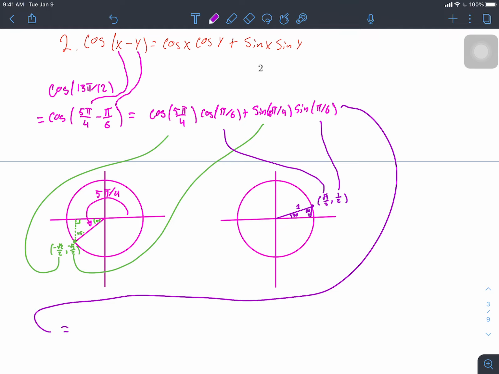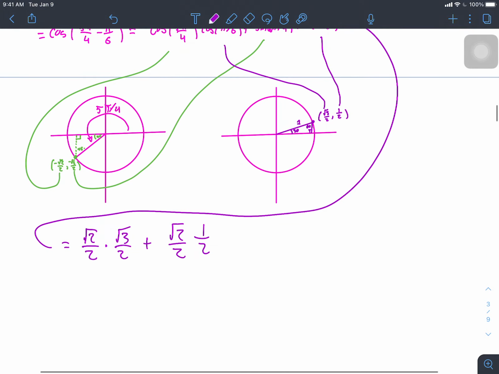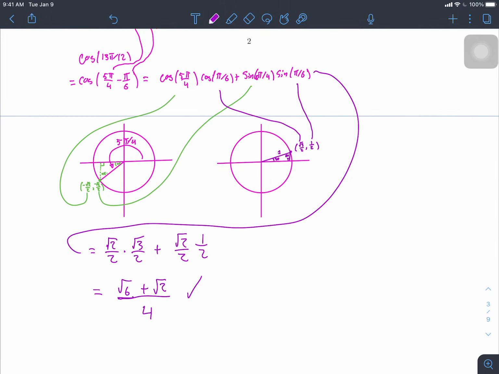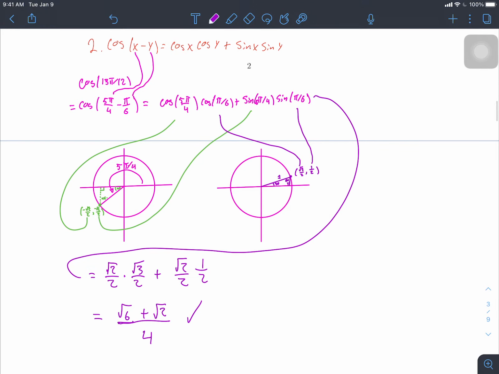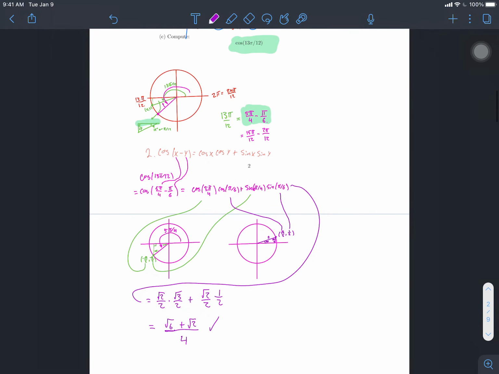it looks like square root 2 over 2 times square root 3 over 2 plus, let's see here, sine will be square root 2 over 2, and then the sine of pi over 6 is 1/2. So we get square root 6 plus square root 2 all over 4. And that's our final answer. Okay, so this is a way we can use one of our difference identities to find out how to compute this.